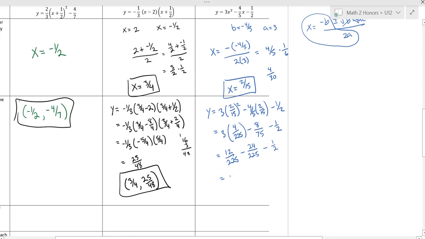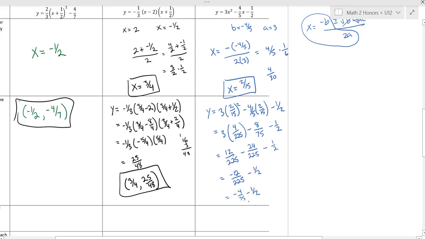12 minus 24 is negative 12 over 225 minus a half. I'm going to reduce the 12 over 225. I can divide by 3 and get negative 4 over 75 minus a half.